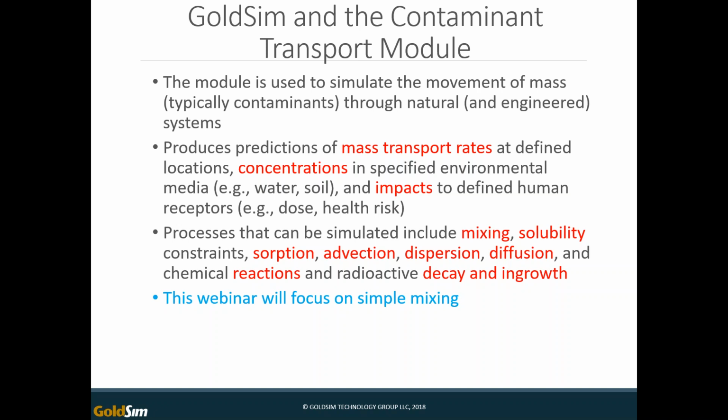So we're just going to walk through some simple examples that show how you can use the contaminant transport module for mixing, just to get your feet wet, so you can get used to using this tool. Once you understand that, then you can start to learn more about all the other powerful things that the contaminant transport module can do.